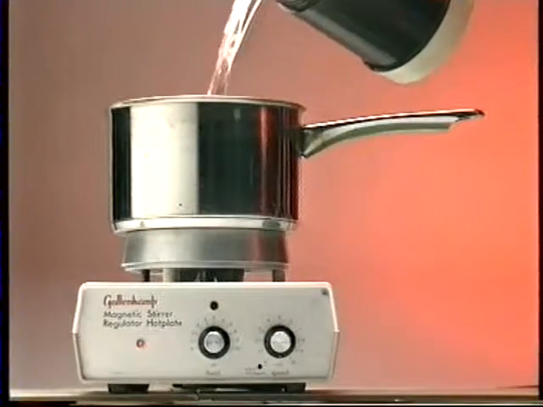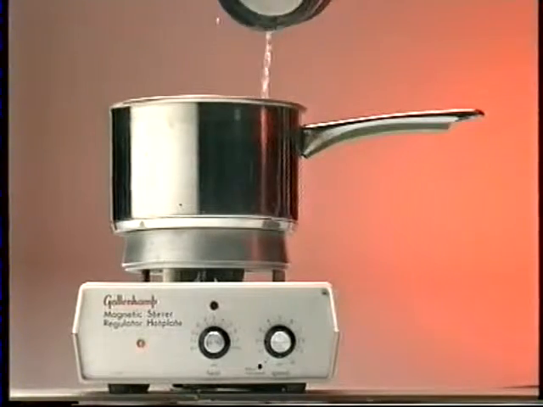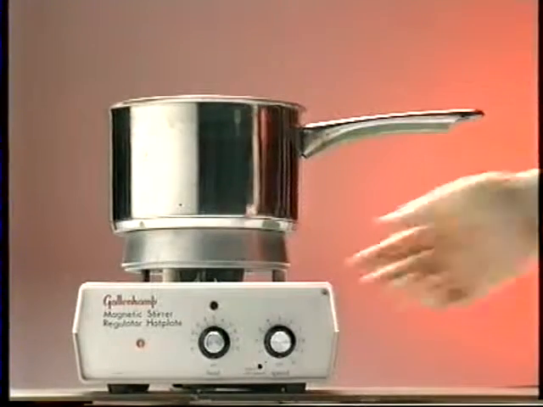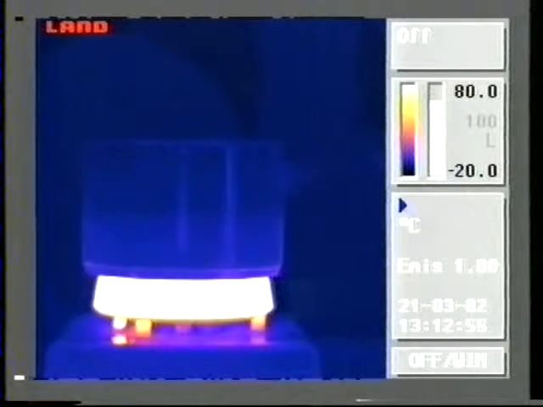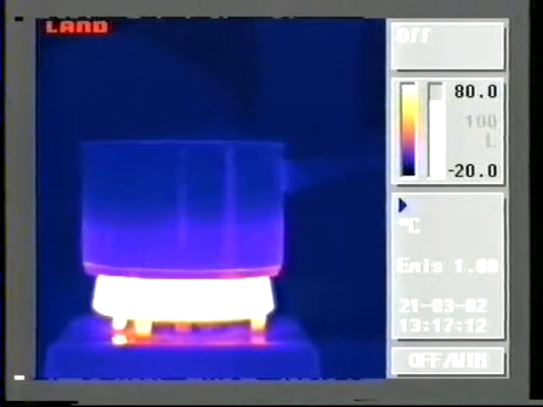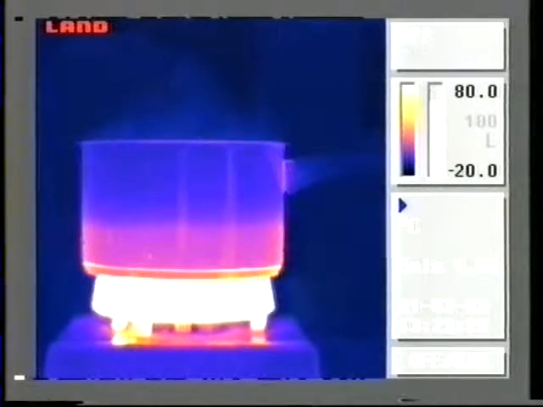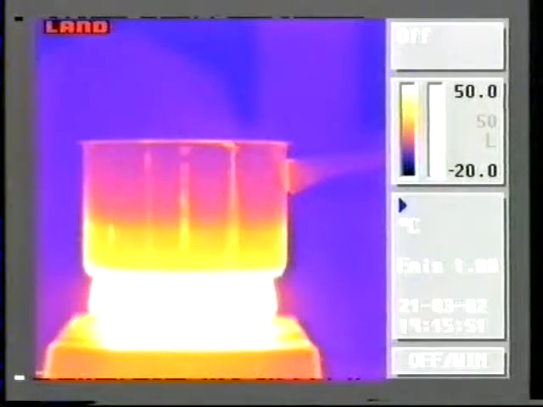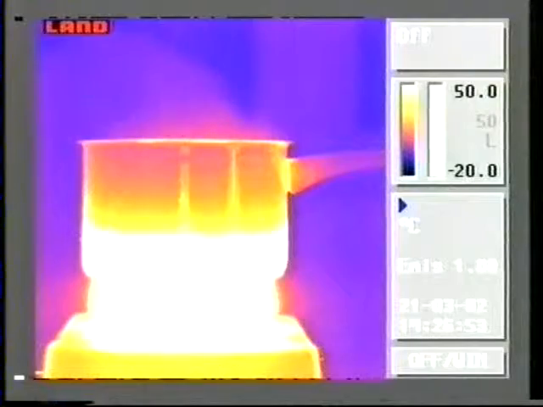There are three ways in which things can heat up, in which heat energy can be transferred. First, conduction. Viewed with this thermal imaging camera, hot areas look white, cool areas blue. So as heat energy transfers from the hot plate, the whole pan becomes red because of conduction.